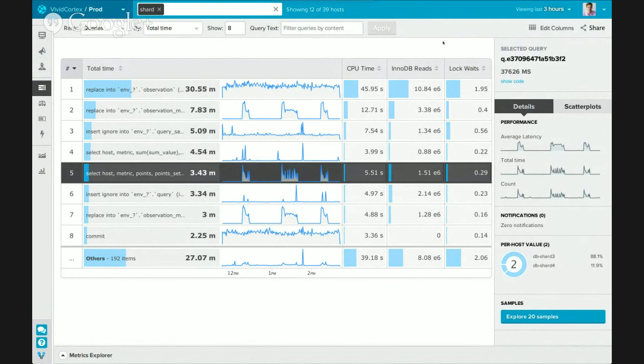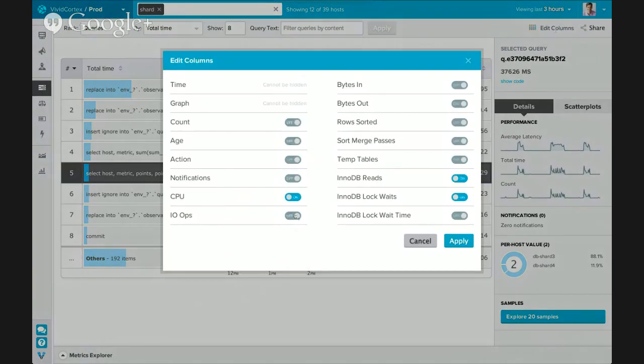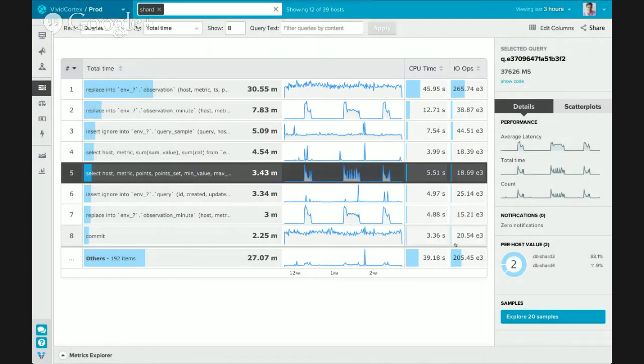You'll find that query number 3 or query number 8 is blamed for a lot of some resource. Let's switch this out. I'm going to just make room and switch off a couple of the columns and switch on the IO operations column. And you'll see the same thing here, that query number 1 is blamed for the majority of the IO operations.